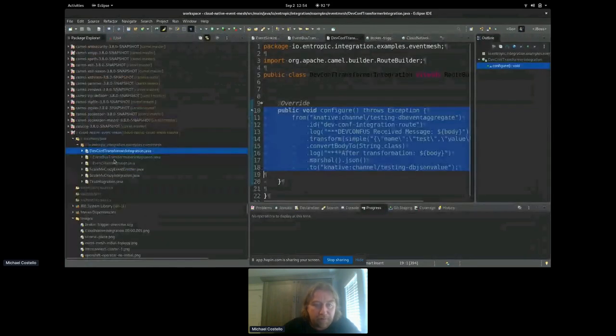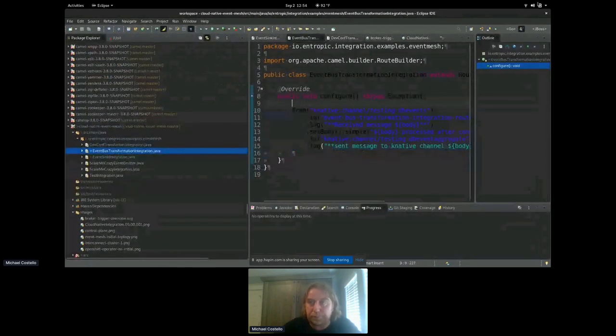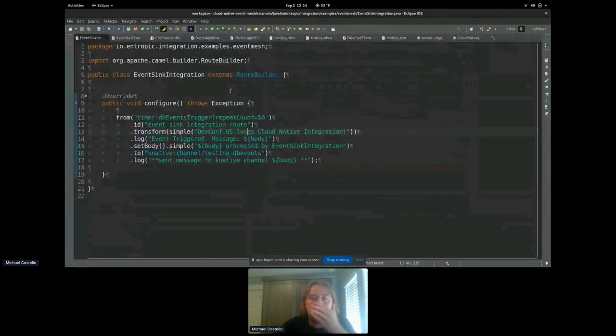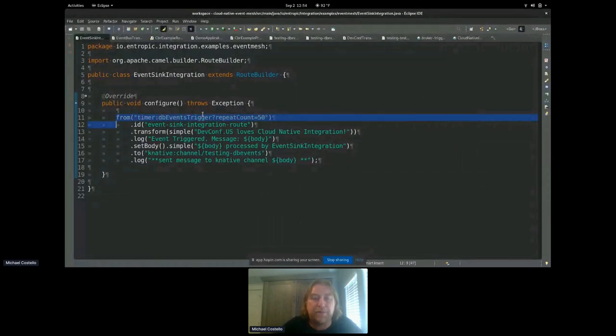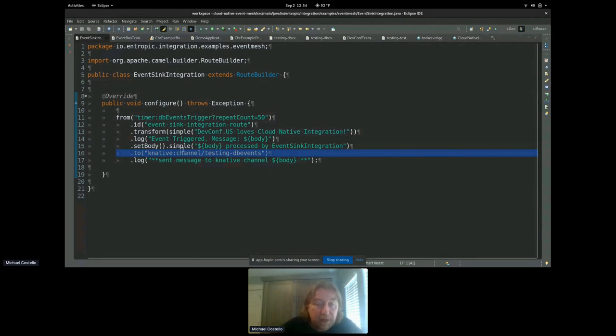In our event sync integration, that's what we just created, we're going to say, hey, I want you to create 50 messages. I'm going to do some of the idiomatic stuff that I talked about previously. We're going to do a quick transform, set the body, and then go off to a Knative channel, testing DB events. As you'll notice, this has no understanding of what the channel is. It has no idea that it's Kafka.